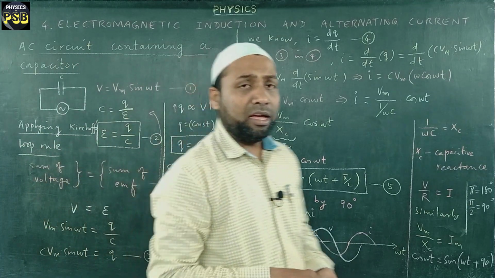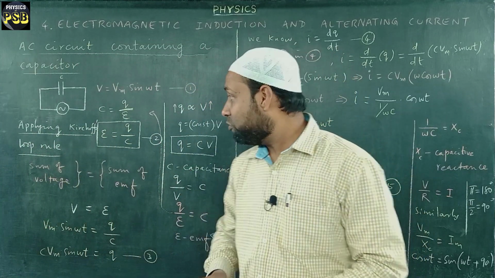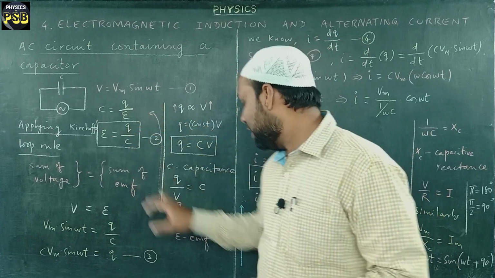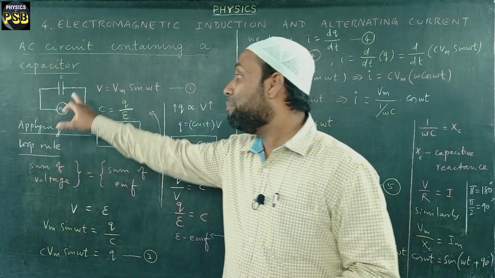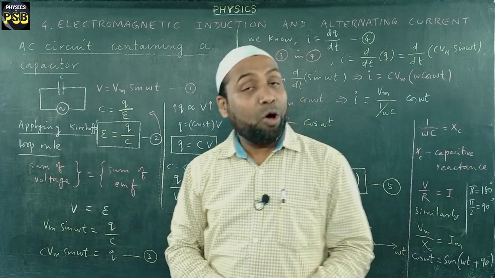This is how one can get the expression for instantaneous voltage and current in an AC circuit containing a pure capacitor. I hope the video is useful.